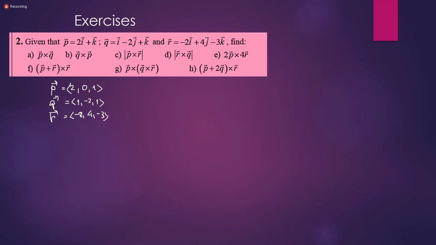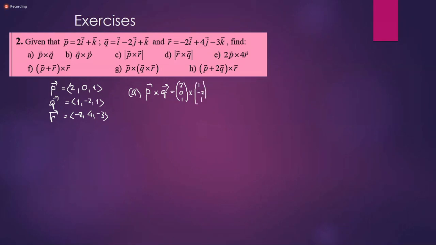Then let's find some vector products and some values. So we have 8 things to find. In fact, it's not 8 completely different vector products. There are not so many. So let's see, vector P times Q. Let's do A. Vector P times vector Q is evidently 2, 0, 1 times 1, minus 2, 1. This is a very simple way of doing it.